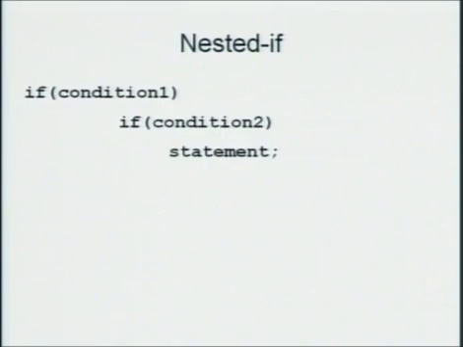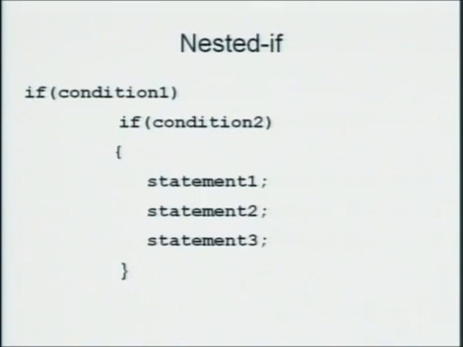The second form of the if is the nested if. Nested means if condition 1 is true, then again if condition 2, and if that is true, we can have if condition 3. So multiple conditions can be combined in a nested if, one by one. Another form of the nested if: if condition 1 is true, then if condition 2 is true, it will go to statement 1, statement 2, statement 3 execution. That is called a nested if.